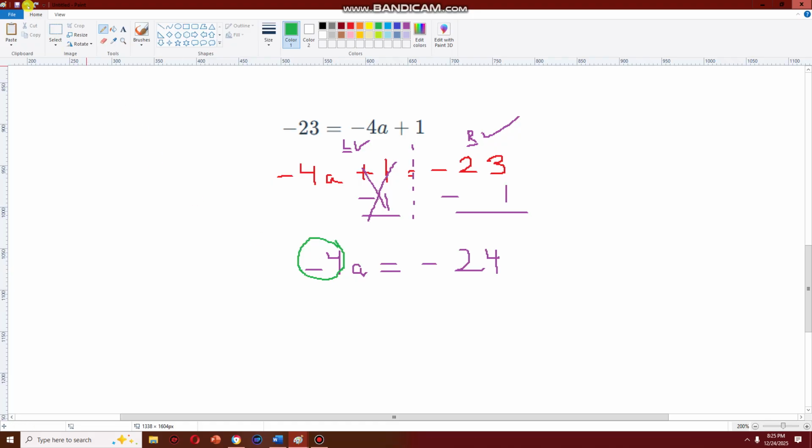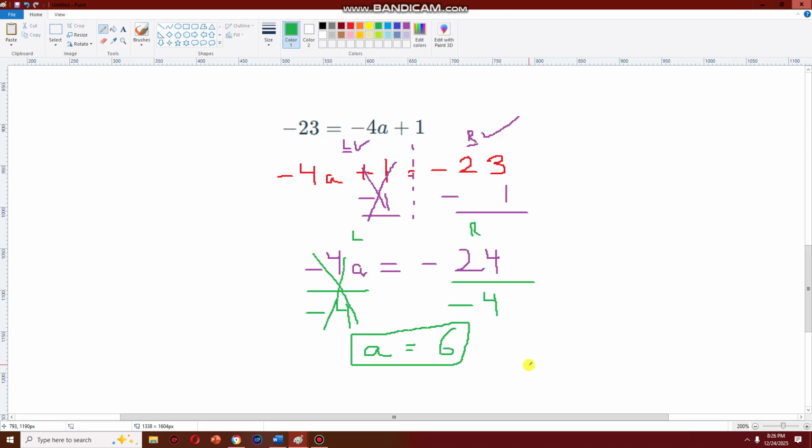Okay? And how do you snap it or break it off? You divide it by the same number, minus 4. And whatever you do on the left side, you got to do it on the right side for balance. So if I divided this side by minus 4, I'll divide this side also by minus 4. Okay? Minus 4 divided by minus 4 is 1, which means a is free. And then in your calculator, you can do minus 24 divided by minus 4, and the answer should be positive 6. There we go. A is equal to positive 6.